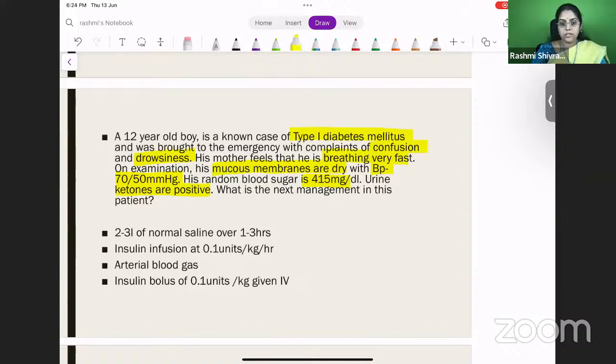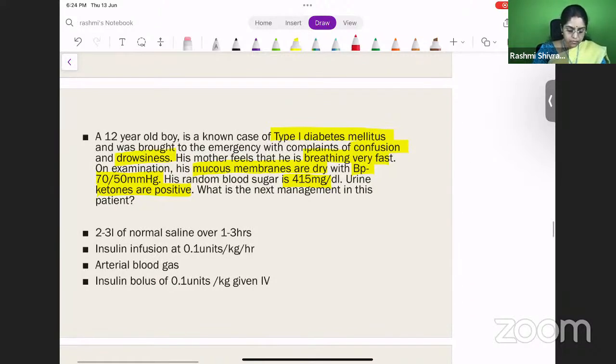So Dr. Singh says it's option A, 2 to 3 liters of normal saline over 1 to 3 hours. Okay. So let's discuss the answer for this question. Very good interaction. I'm very happy about the interaction today. So we'll see what the answer could be.